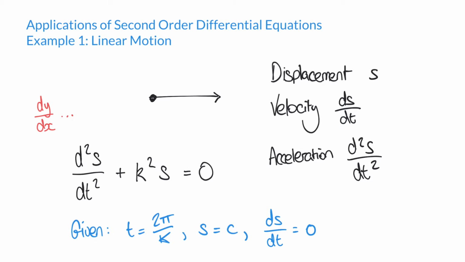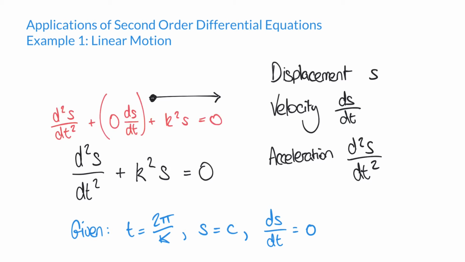The second thing to mention is that this particular equation doesn't have a ds by dt term. There's no first differential of s or velocity in this equation. Now, it's important to realise that this is still a second order differential equation, even though that ds by dt term isn't there. We could say that it's equal to 0 ds by dt if we wanted to include that term as well. But it's still a second order differential equation, and we're still going to use the same approaches as in our previous video.